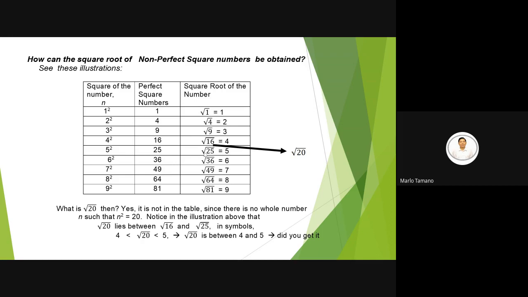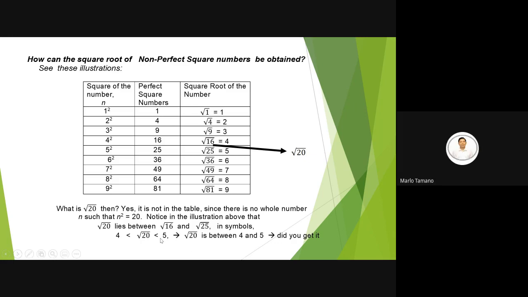Okay? So notice in the illustration above that the square root of 20 lies between square root of 16 and square root of 25. In symbol, you write the square root of 20 at the middle, using the greater than symbol: the square root of 20 is greater than 4, but less than the square root of 25, which is 5. Ibig sabihin, the square root of 20 is between 4 and 5. These 4 and 5 are integers. These 4 and 5 are the principal roots of 16 and 25.